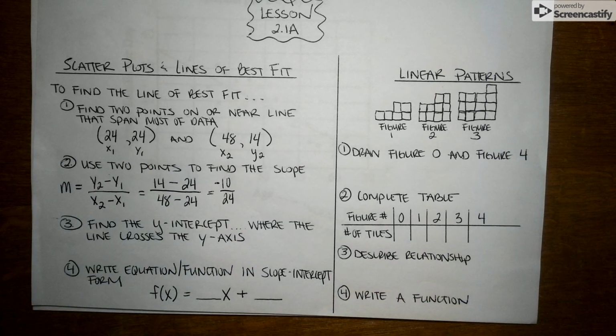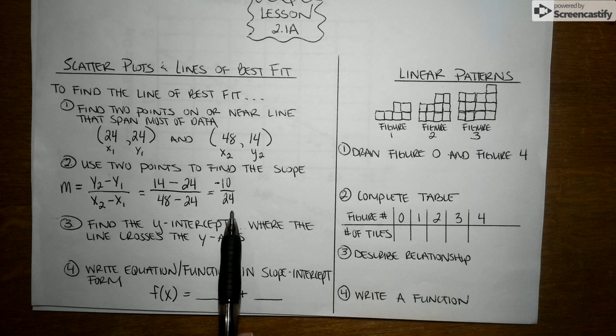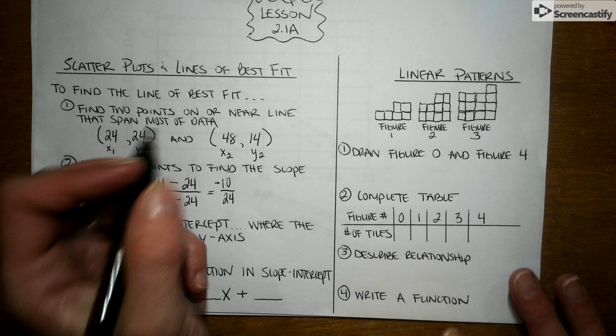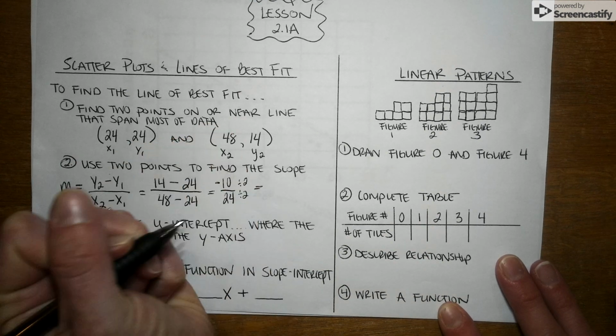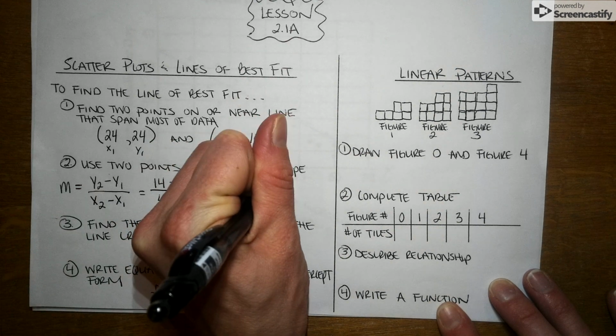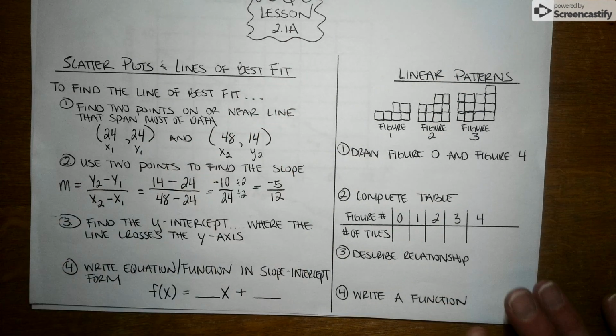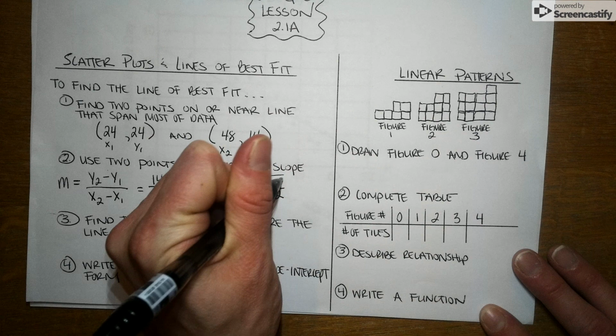Then what we always like to do is write our slope in simplest form. When I look at the values negative 10 and 24, I notice that both of them can be simplified by dividing by 2. When I do that, I get a value of negative 5 up top and a positive 12 below. 5 and 12 have no factors in common, so this is the simplest form for my slope.